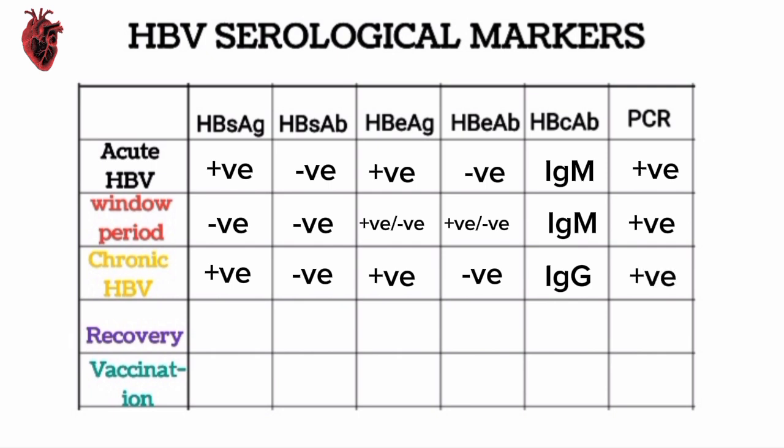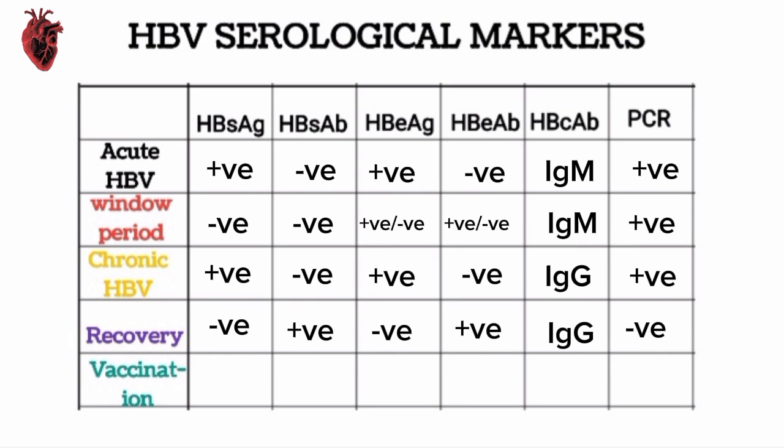In recovery stage, as now there is no infection, so hepatitis B surface antigen negative, hepatitis B surface antibodies positive, hepatitis B E antigen negative along with corresponding hepatitis B E antibodies positive, indicating low likelihood of transmission. Anti-HBc would be IgG with negative PCR.